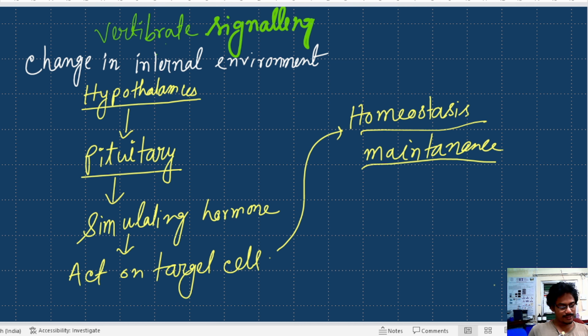In the next class we will focus on the pineal gland and the hypothalamus and the architecture of the hypothalamus, and then the pituitary and the different hormones and their functions. Hope this was a brief, introductory class on the endocrine system. Hope you can understand it very easily.